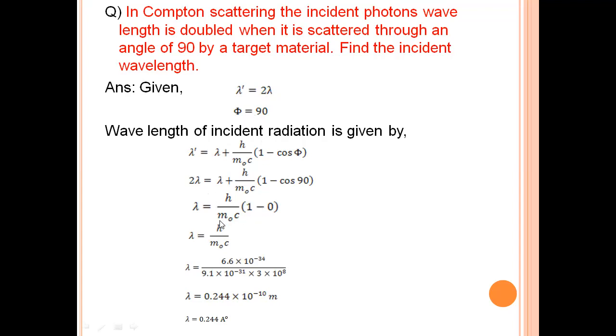Just substituting them and rearranging, we get 2 lambda is equal to lambda plus h by m naught c into 1 minus cos 90. If you take lambda from the right hand side to the left hand side, 2 lambda minus lambda will become lambda. h by m naught c into 1 minus cos 90 is 0. So we are left with lambda is equal to h by m naught c. Lambda is equal to h value 6.6 into 10 power minus 34, m naught, rest mass of electron, is 9.1 into 10 power minus 31, and the velocity of light 3 into 10 power 8. Just substituting those values in the formula and making the mathematical calculations, you'll arrive at 0.244 angstroms.